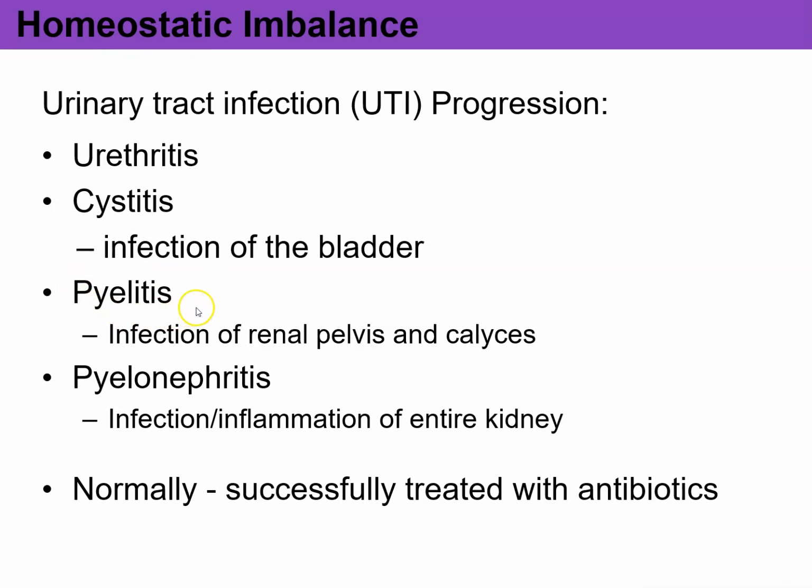Pyelitis, getting all the way up into the calyces and the pelvis of the kidneys. When the nephrons get inflamed with infection, that's called pyelonephritis. That's a very serious condition, a life-threatening condition right there. Intravenous antibiotics are going to be required in order to get that under control. And again, some women are prone to bouts throughout their lifespan of pyelonephritis occasionally.